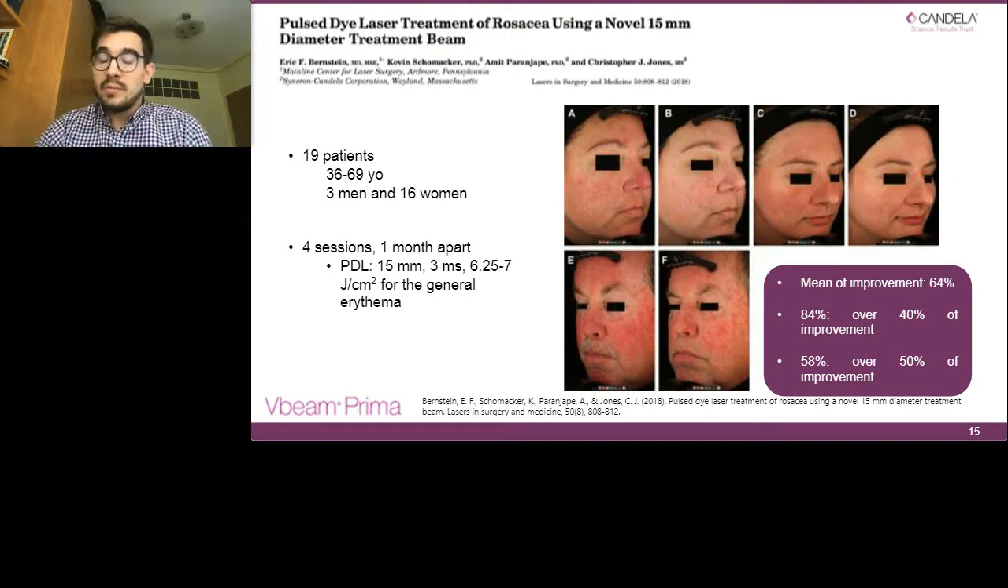This paper also suggests the same. They include 19 patients from 36 to 69 years of age, all women, and they just make 1 pass of subpurpuric settings using the 15 millimeter spot, 3 milliseconds of pulse duration, and between 6.25 and 7 joules per square centimeter to treat all the general erythema. And they see that using this larger spot and subpurpuric settings, the mean improvement is over 64%, and around 50% of the patients improve over 50% of the erythema. So using subpurpuric settings is very useful and very safe to treat patients with just erythema.